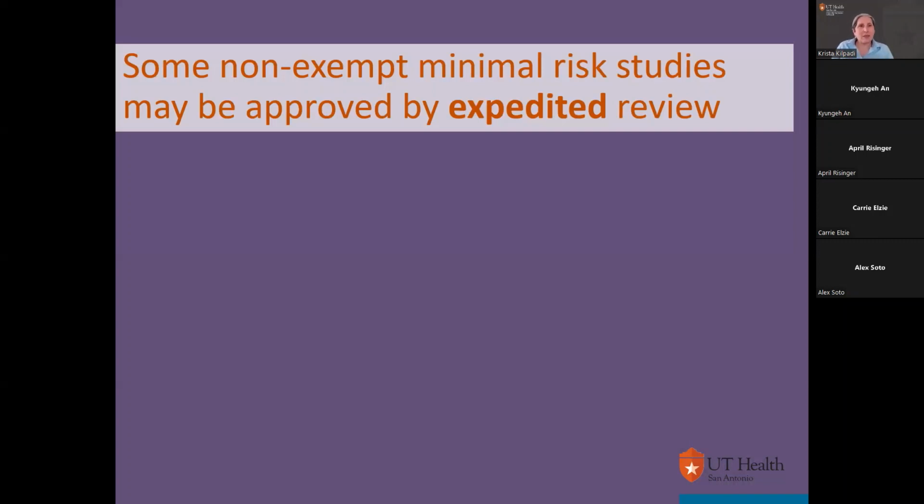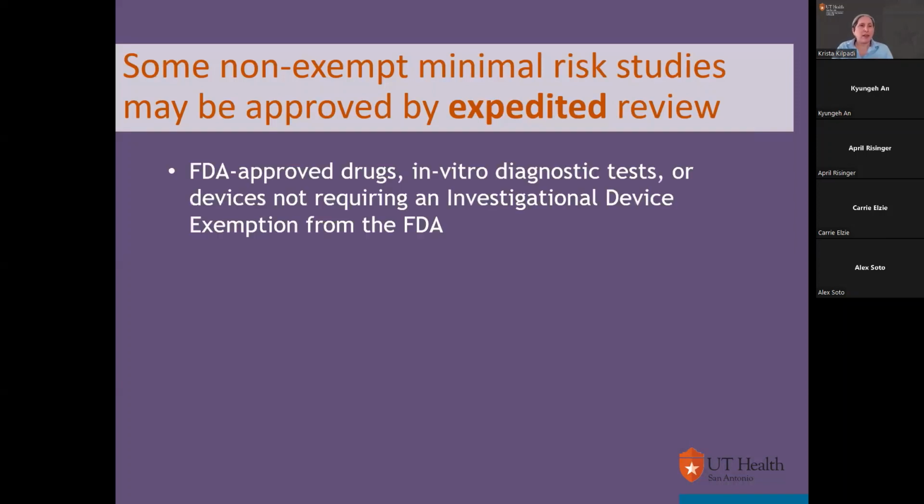So let's talk about the different categories that you can do expedited review in. First of all, there's FDA-approved drugs, in vitro diagnostic tests, or devices that don't require an investigational device exemption from the FDA. So really what that's talking about is drugs that are already on the market, things that are already out there for people to use without special FDA approval. They're already FDA approved to be sold and used by people. Then you have collection of blood samples.